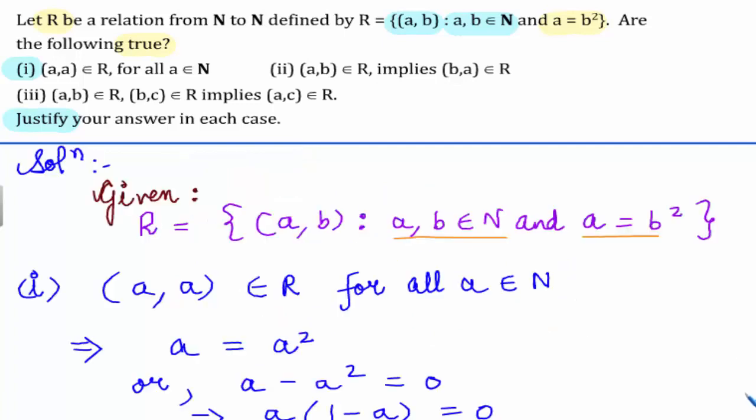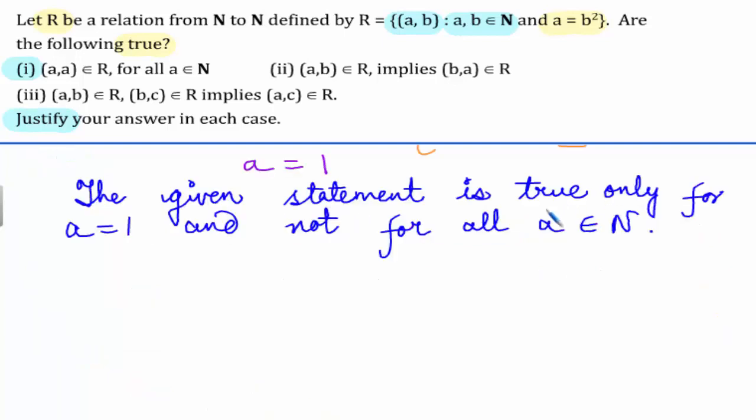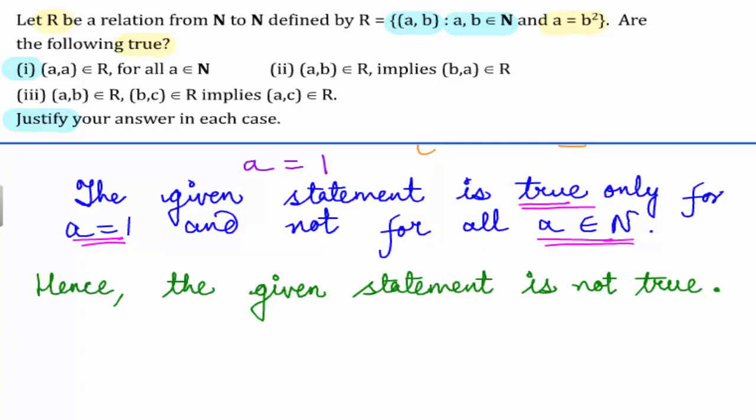So this means this given statement is true only for a is equal to 1. So we can say that the given statement is true only for the value of a is equal to 1. It is not true for all a belonging to the set of natural numbers N. Hence we can say that the given statement is not true. So this completes the first part.